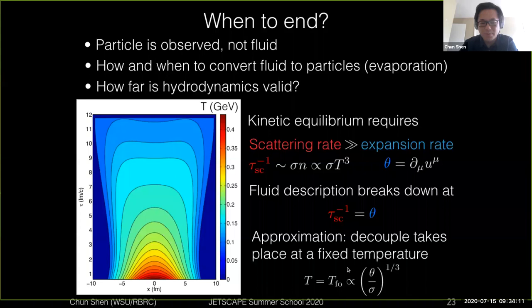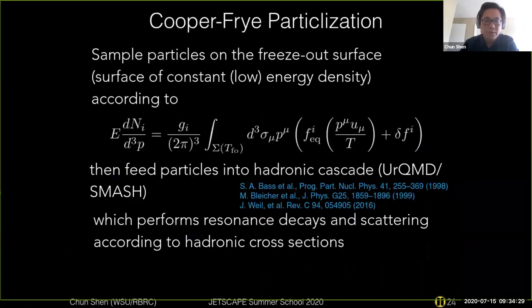But in the actual numerical case, we set the freeze-out temperature as a free parameter in the simulations and tune it to the experimental data. This will be somewhere around 140 to 150 MeV when we switch to the hadronic transport simulations. So once we determine where and when we want to convert a fluid cell to particles, we need a procedure to map it into individual particles with their momenta. This is the so-called Cooper-Frye particlization, which is essentially the equations written on this slide.